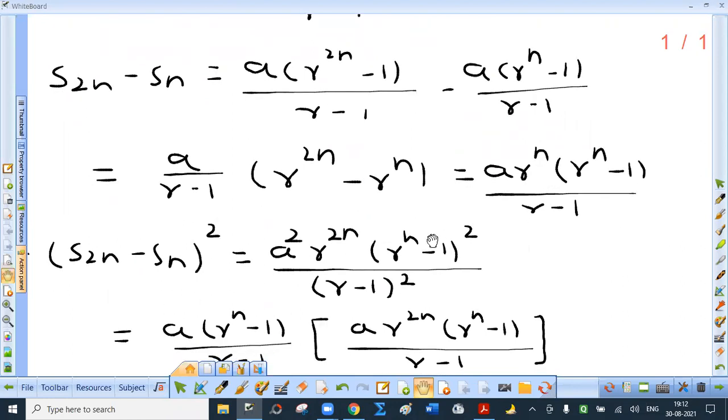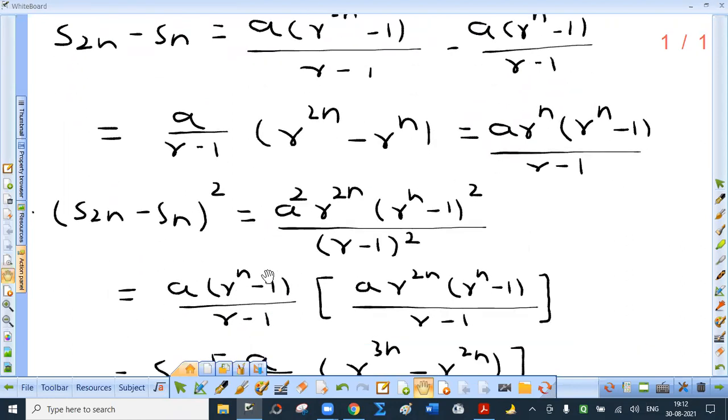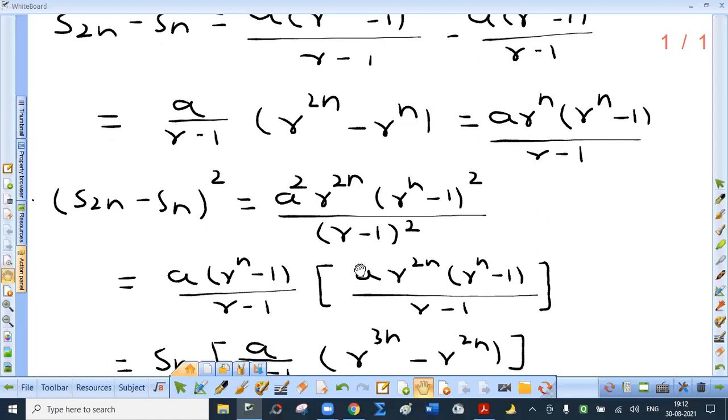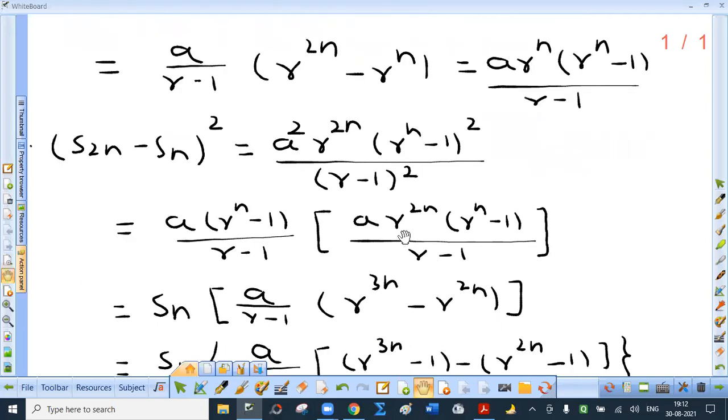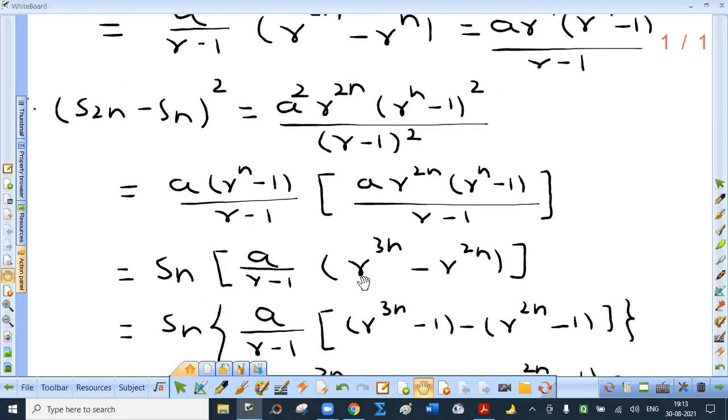Okay, now rearrange the terms. So A into R raised to n minus 1 upon R minus 1 into this. See, I have written the same thing, but in this form. Why? Because note that this is Sn into this. Now A upon R minus 1, open the bracket: R raised to 2n into R raised to n is R raised to 3n minus R raised to 2n.